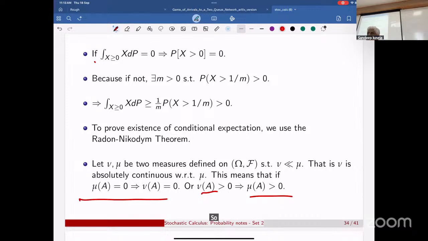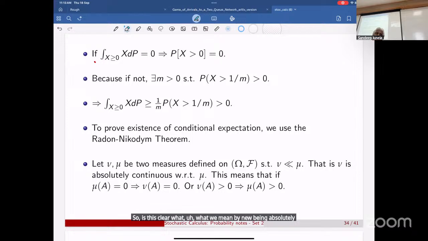So if nu of A is positive, it's not like mu of A is 0. Mu of A must be positive, so you must be on the support of mu in that case. And if mu of A is 0 somewhere, then nu of A must be 0. These are just equivalent statements. So is it clear what we mean by nu being absolutely continuous with respect to mu?